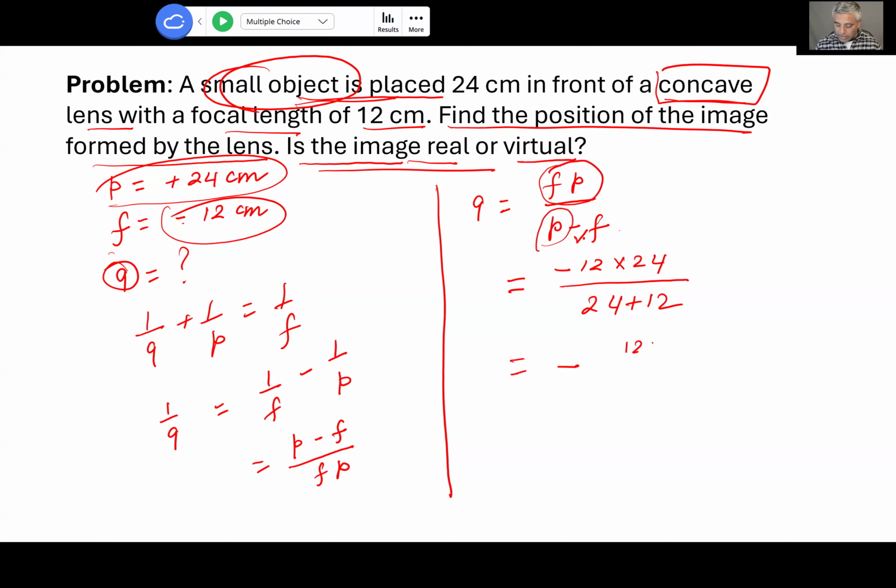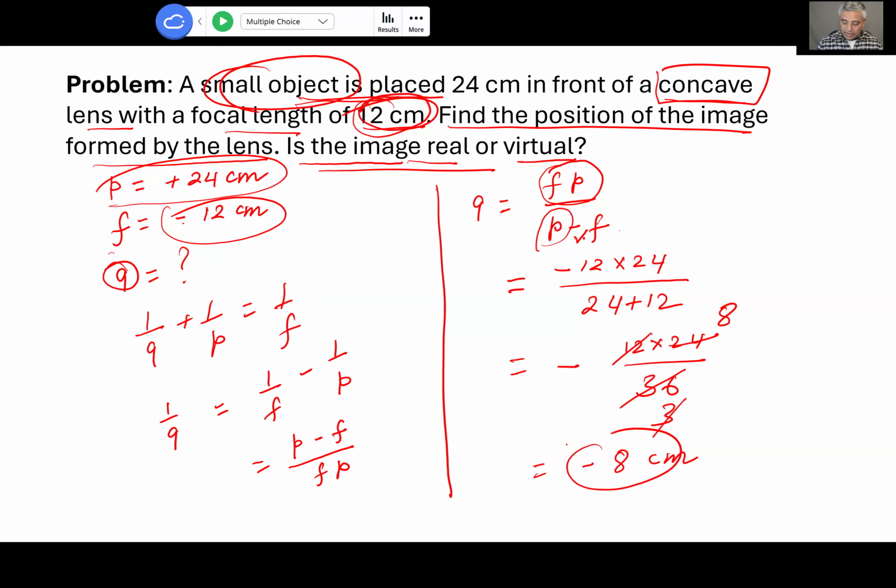Okay. So 12 times 24, and 24 plus 12 is 36, I think. 12 times 3 is 36. 3 times 8 is 24. So it looks like this answer is going to be negative 8 centimeter, which is within the focal length, and that makes sense. Okay. So here definitely I did not make a mistake. I can tell because this is less than 12 centimeter. And negative means it is virtual.